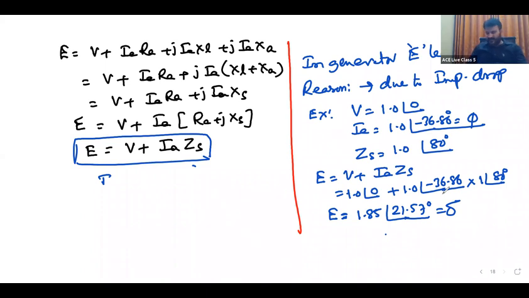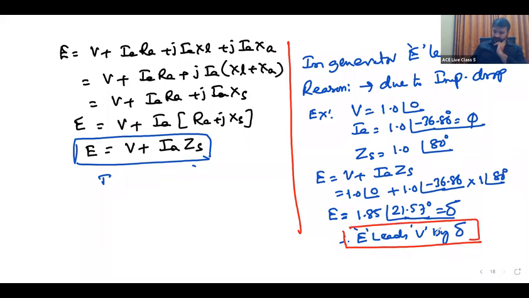That is itself delta. So V0 means, therefore E leads V by delta. Always in a generator, E leads V by delta. In this example, 25.57. Whether you take any lagging power factor or leading power factor, whatever it is, definitely E will lead V by delta.